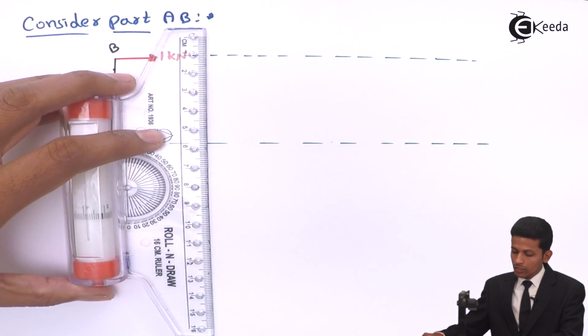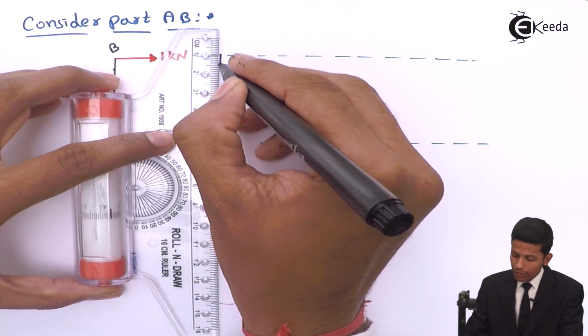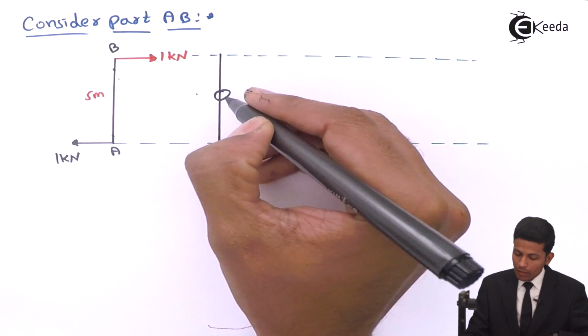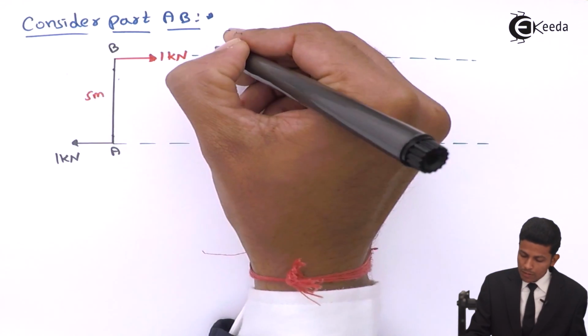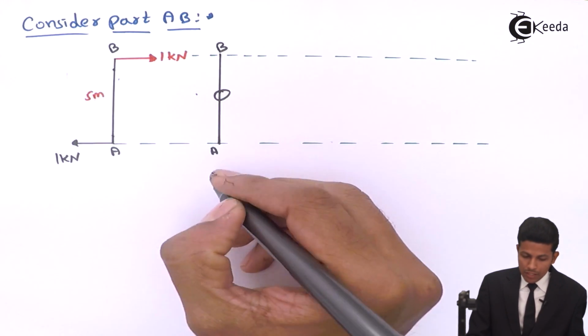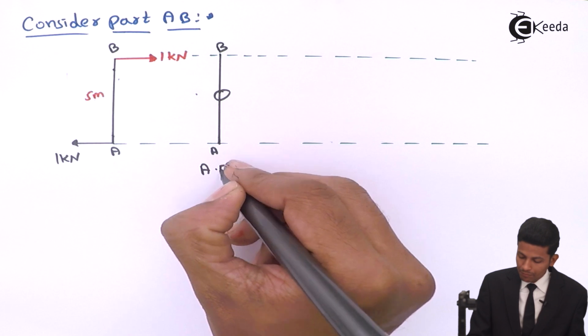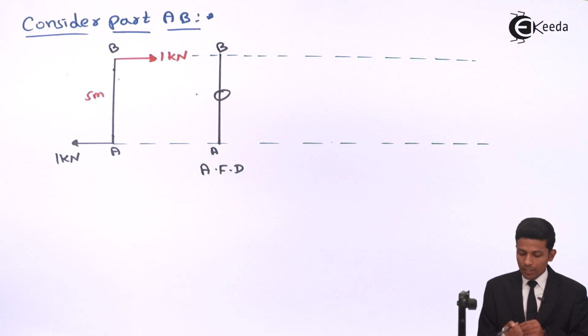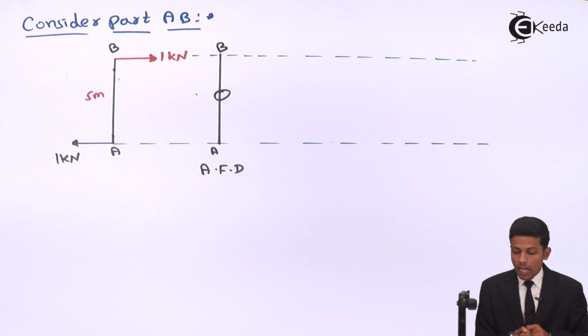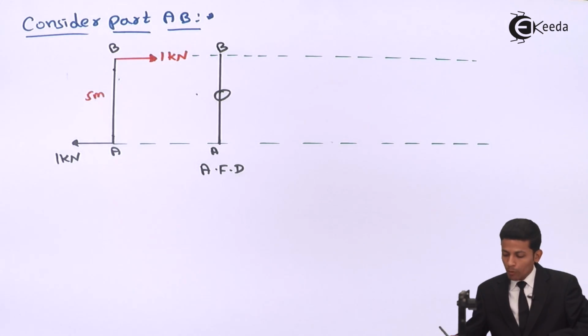Extend this part and draw the AFD. Since there is no axial force, the AFD will be 0. This is A and this one is B. Your AFD will be 0 over here. After that, draw the bending moment diagram.